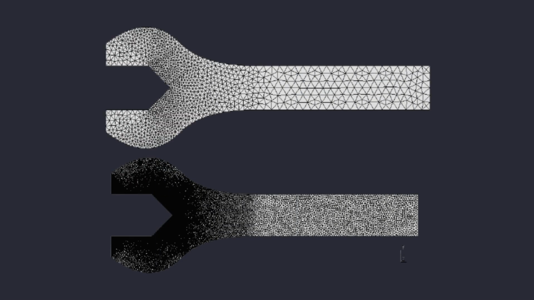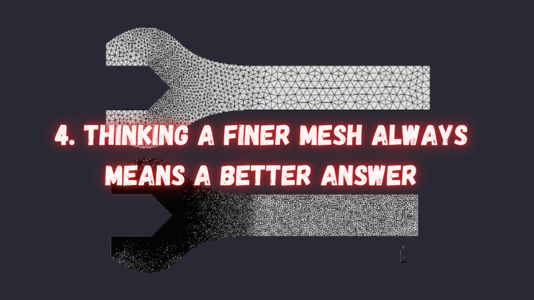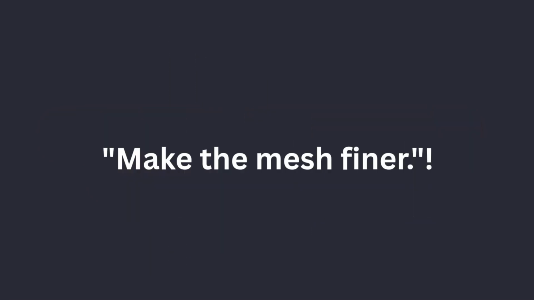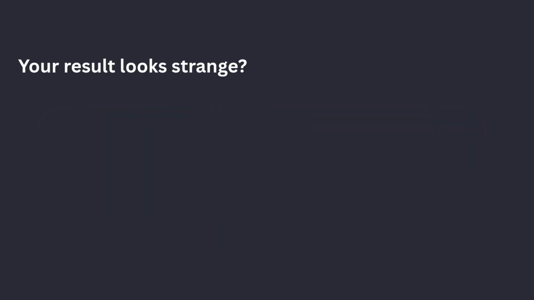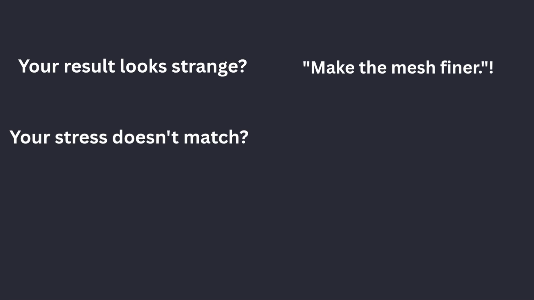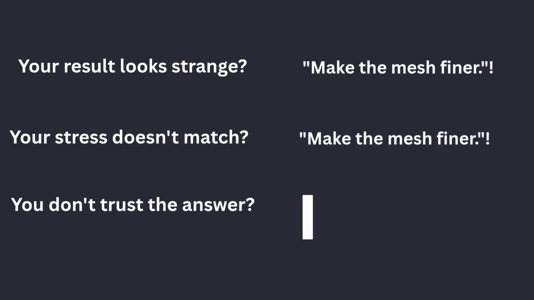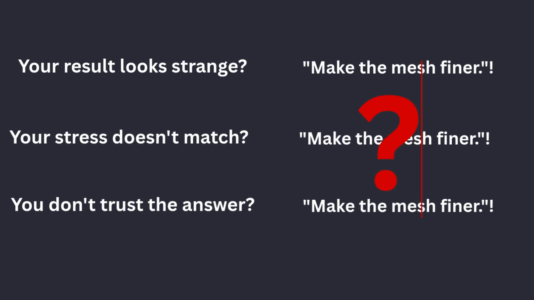Mistake number 4 is thinking a finer mesh always means a better answer. Now we get into one of the famous rules in simulation. Make the mesh finer. Your results look strange? Make the mesh finer. Your stress doesn't match. Make the mesh finer. You don't trust the answer? Guess what? Make the mesh finer. But does finer always mean better? Not necessarily. The question is whether your result is converging.